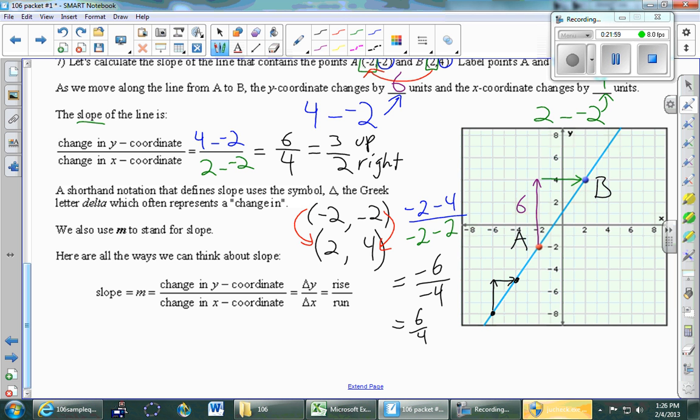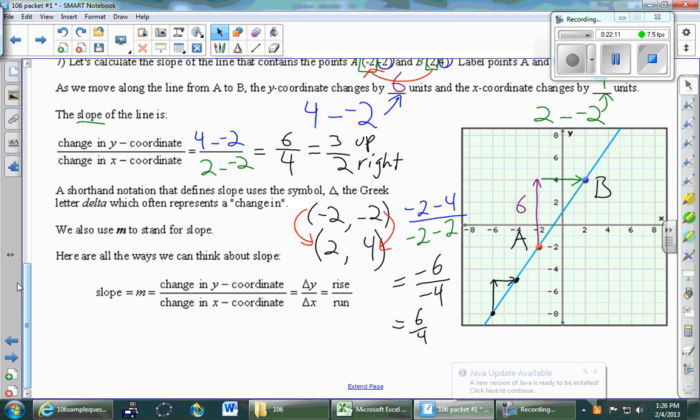Okay. Let's take a look at this next shorthand way. I think we're up to Jenny. A shorthand notation. Please.